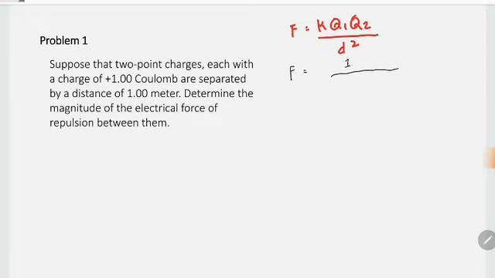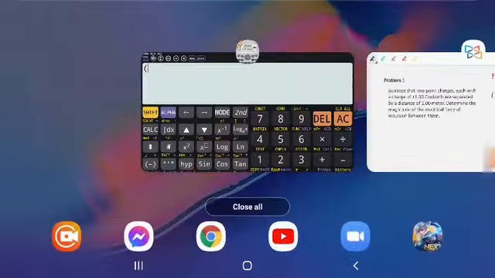So both of them are 1 coulomb, 1 meter. Don't forget to square. k is 9 times 10 to the 9th newton meter squared per coulomb squared. Okay? Let me bring you to the calculator so that alam mo kung paano i-input yung mga exponents.